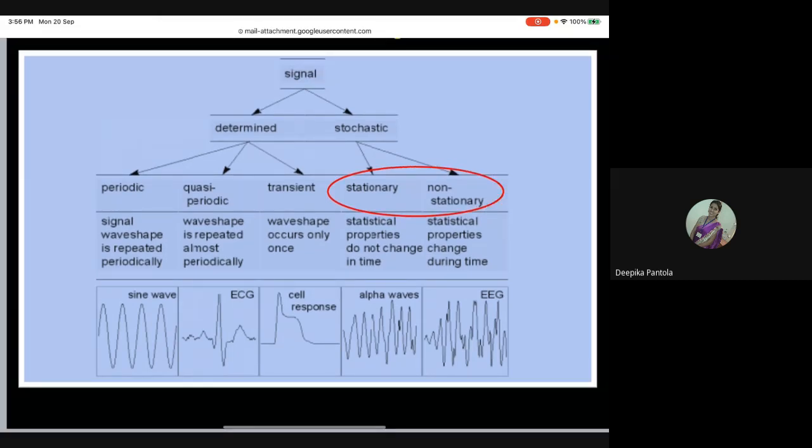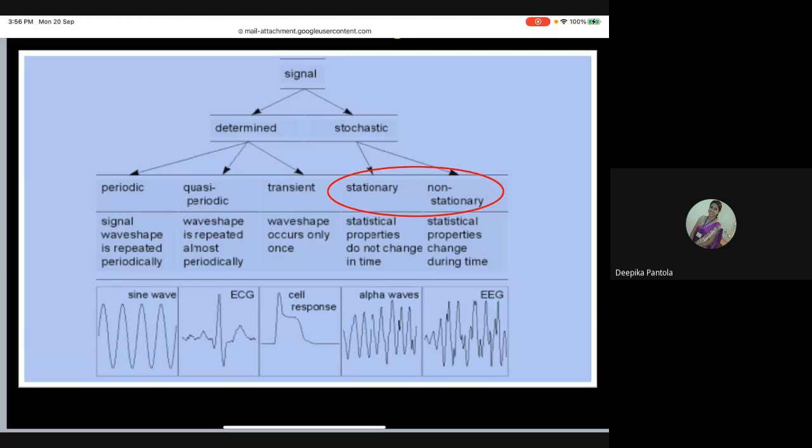Then comes stationary and non-stationary. The stochastic signals are again of two types: stationary and non-stationary, right? You can see here, the EEG signal is completely non-stationary in nature. In stationary, the signal property does not change in time, and in non-stationary the signal property changes with respect to time, right? So when we apply some kind of technique, we first need to convert the EEG signal to a stationary format, and then we can apply different techniques.